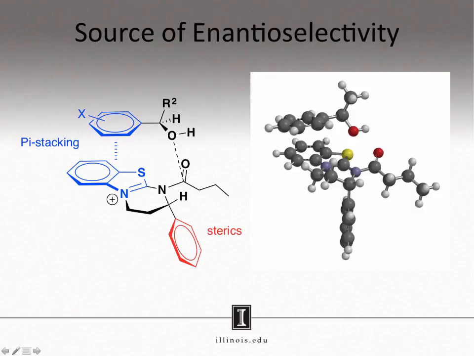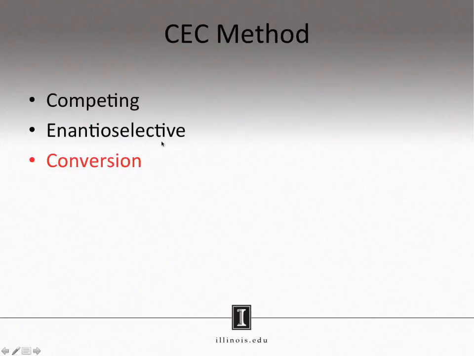I want to make a distinction here. The phenyl ring on the stereocenter is not involved in the pi stacking with the alcohol. The phenyl ring on the stereocenter is entirely a steric interaction. It's big, so it blocks one side of the activated intermediate. It is not involved in the pi stacking that orients the alcohol for its attack on the activated intermediate. That finishes our discussion on the enantioselective portion of this method. Now let us discuss the final conversion portion.